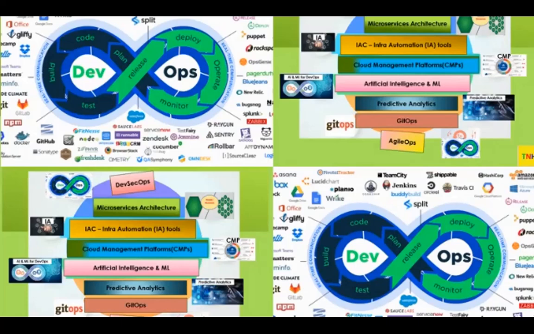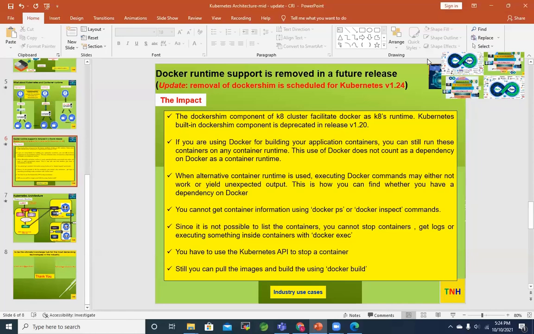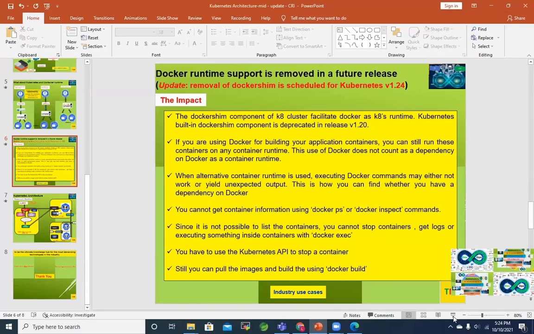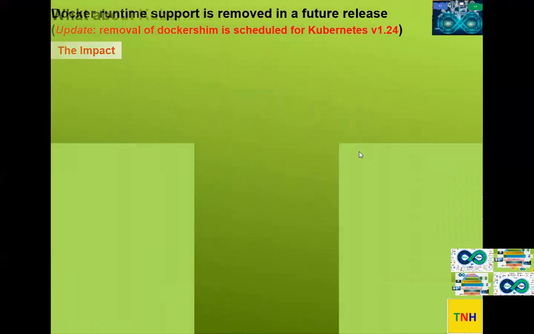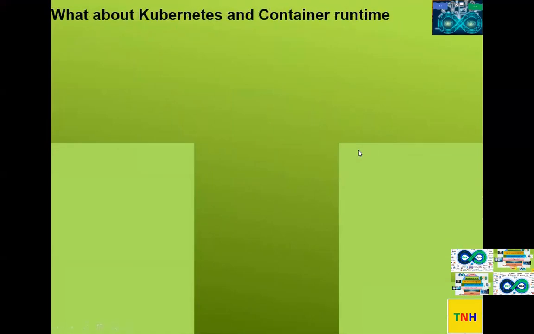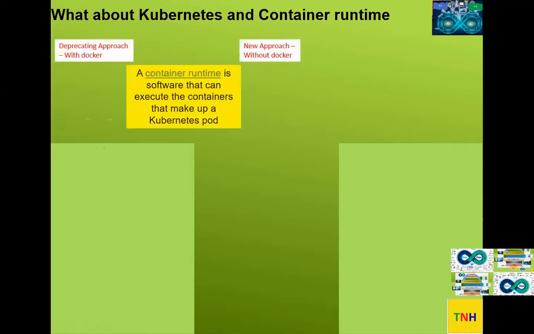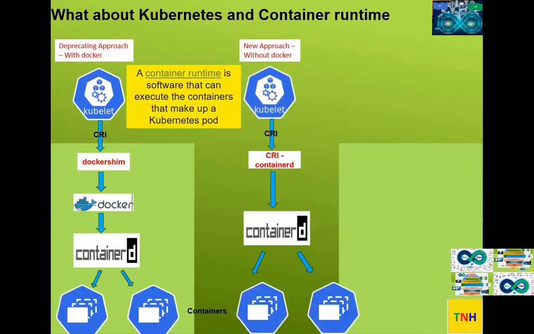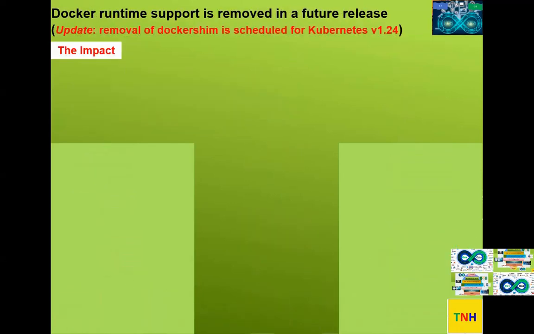So this is the third session on the architectural analysis of the impact of Kubernetes discontinuing the Docker runtime. Let me share the screen. We have been explaining the architectural changes and the analysis of Kubernetes and container runtimes, and we got to know the deprecating approach, the new approach, and the current approach as of the latest. Let's continue.